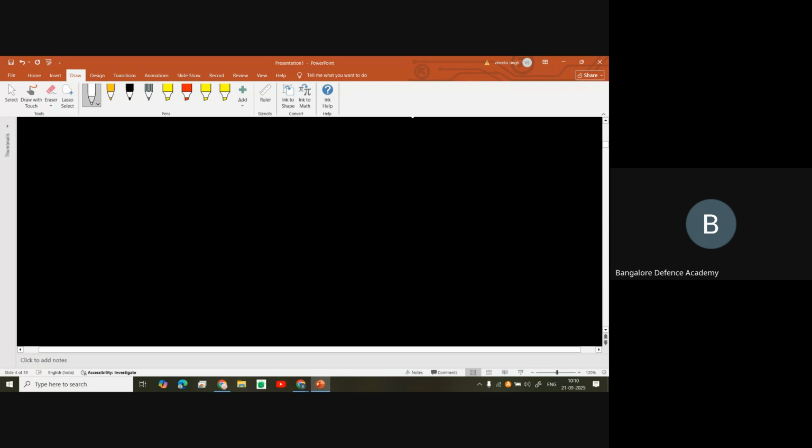Now we'll try to understand what a straight line is. First, the basics: what is the meaning of an equation? This is the equal to sign. You will have something on the left hand side and the right hand side. Suppose I give you x plus 10 is equal to 20, this can be called an equation because the left hand side has some terms which are equal to the right hand side.